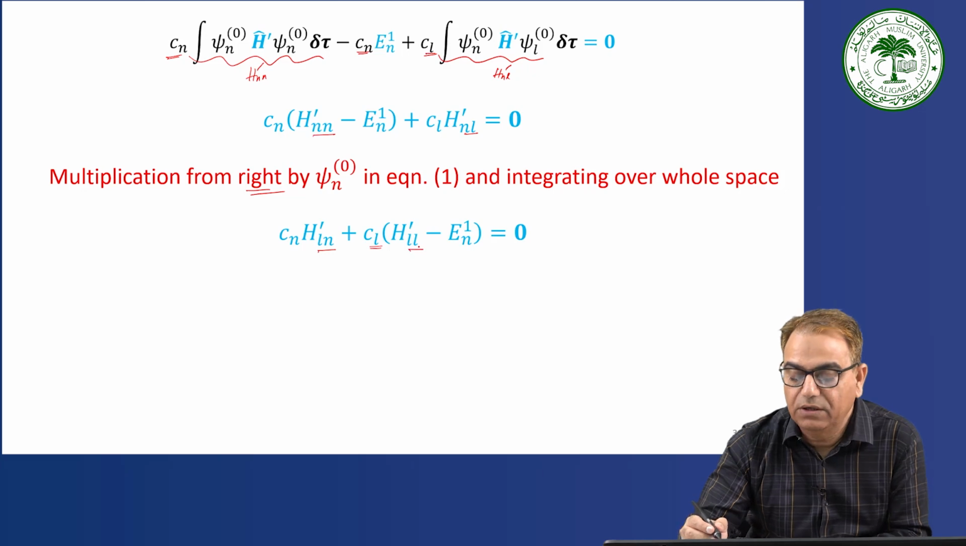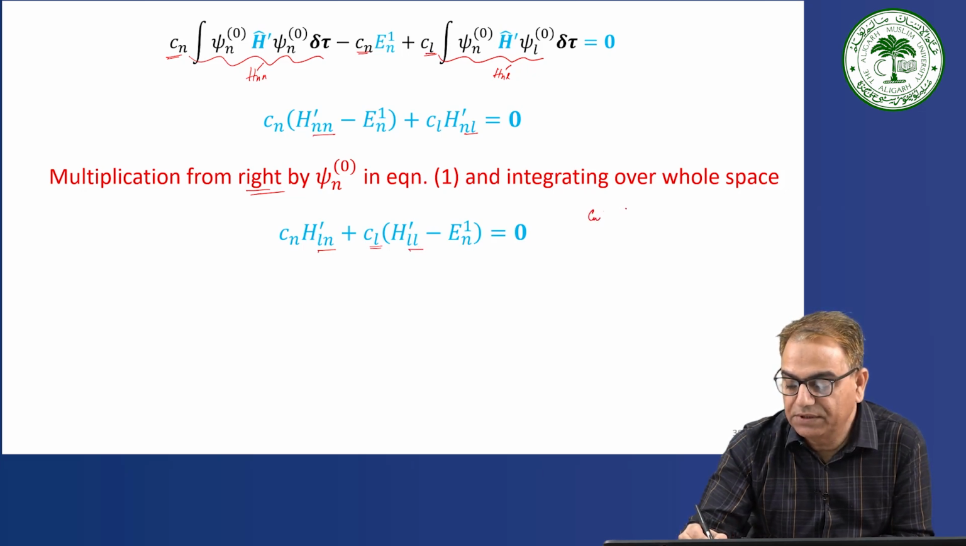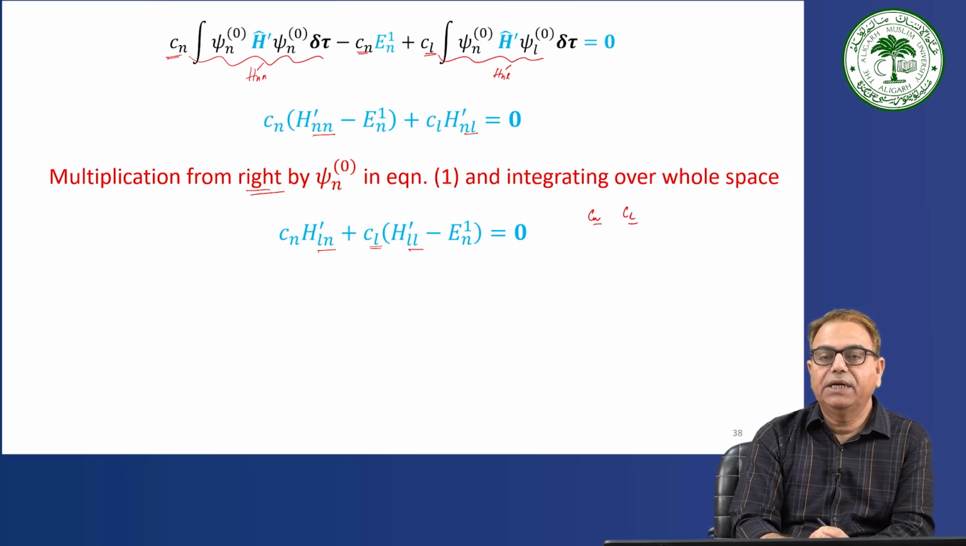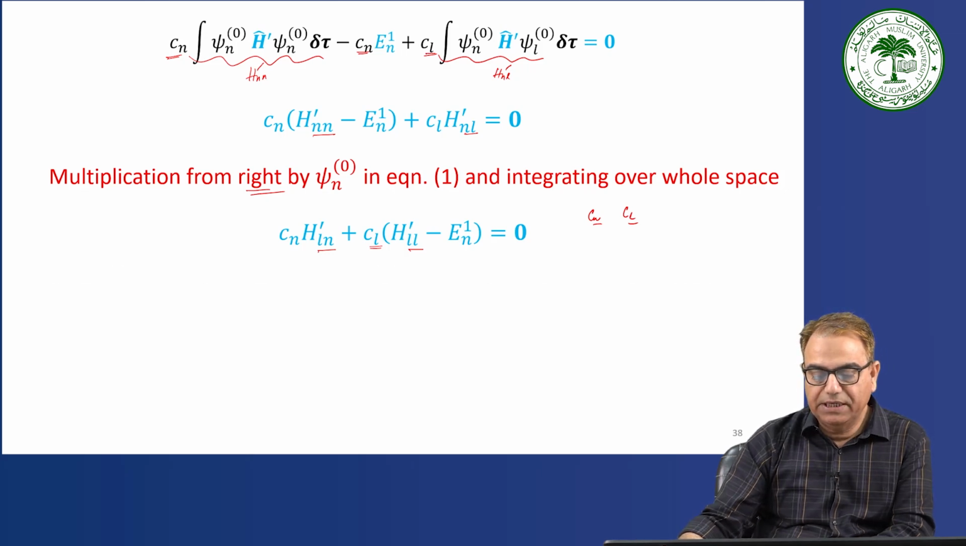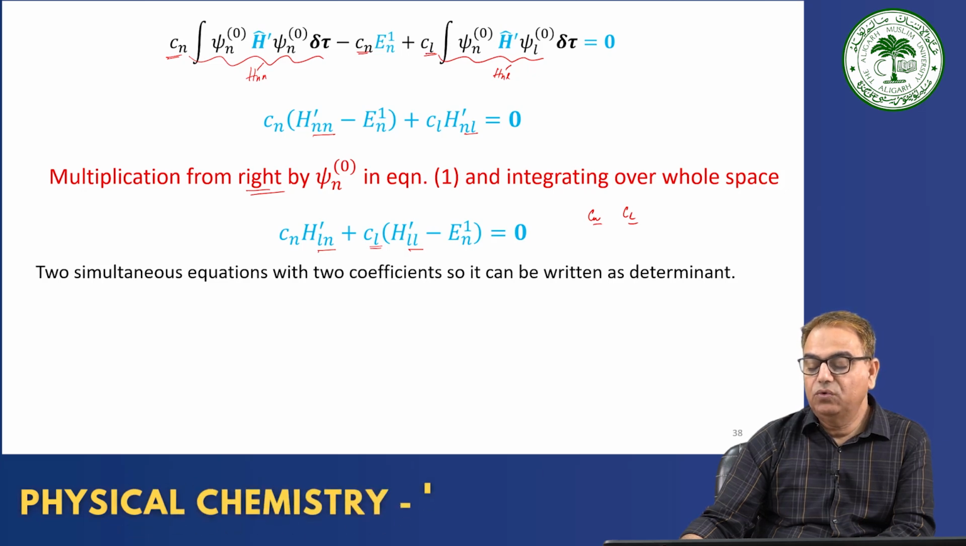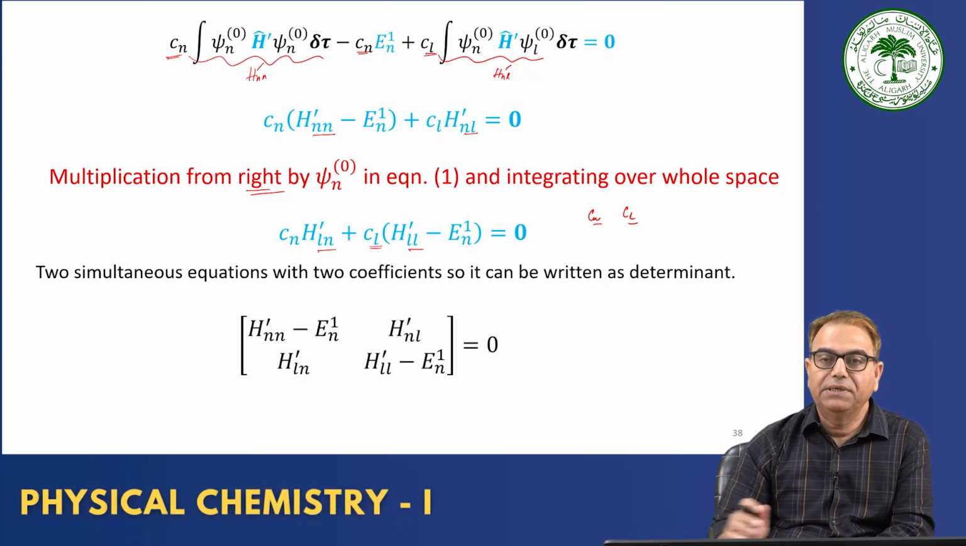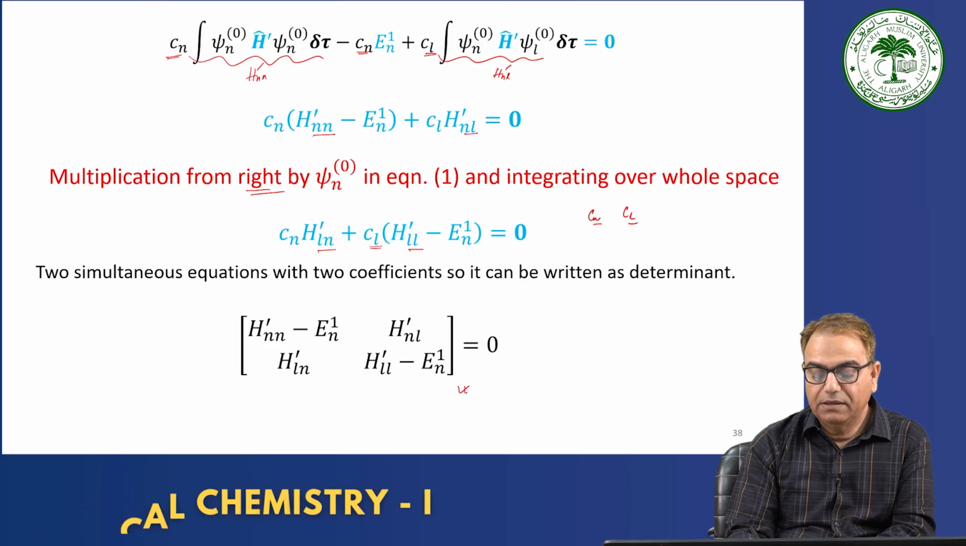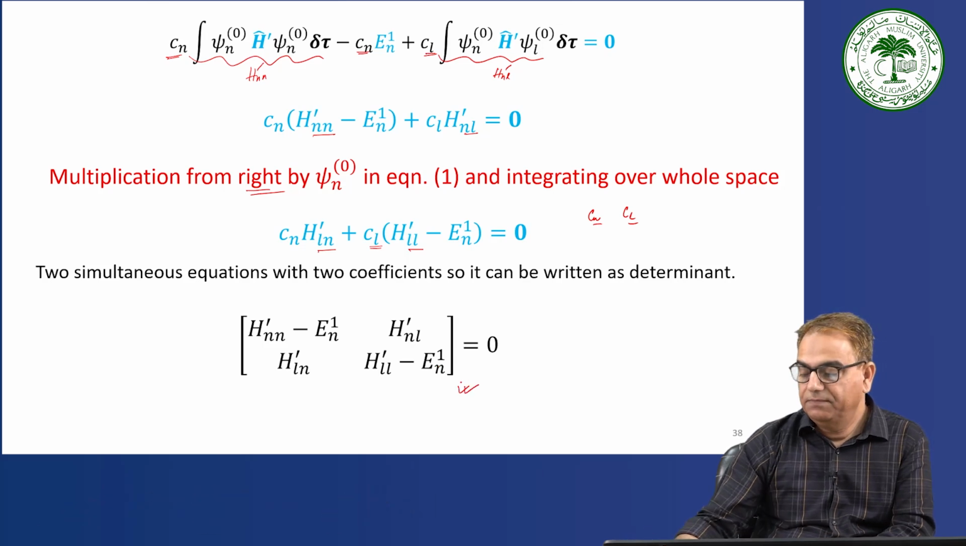It means you have two different coefficients, Cn and Cl, and for these two you have two simultaneous equations. So the coefficients could be written as a determinant and equated to 0. Okay, so what is the determinant? Two simultaneous equations with two coefficients can be written as a determinant, and the determinant is this one: H prime nn minus En1, H prime nl, and then the next row H prime ln, H prime ll minus En1. If you solve this determinant, you can get the value of En1.